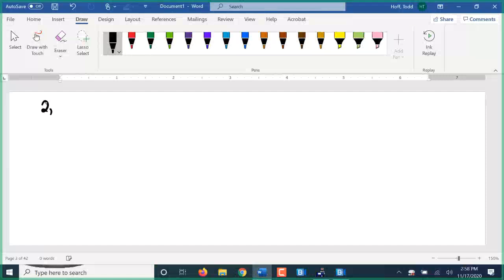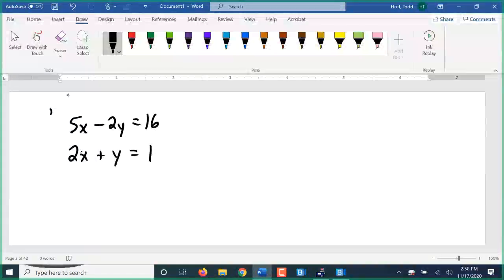So I want you guys to try a couple here in your notes. Let's do 5x minus 2y equals 16. And 2x plus y equals 1. So in your notes, I'm going to give you about 3 minutes to solve that, and then we'll go over it.